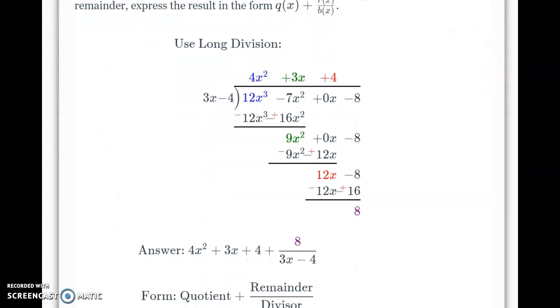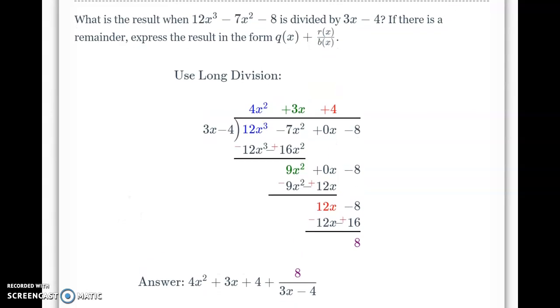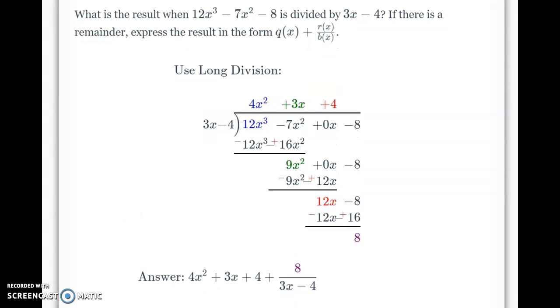Okay, so let me just go through this one with you. So here's the original question. It's 12x cubed minus 7x squared minus 8. So notice that you're missing your 0x here. In the inside of this division sign, you have 12x cubed minus 7x squared plus 0x minus 8. And that plus 0x came because you needed a placeholder for your x value.